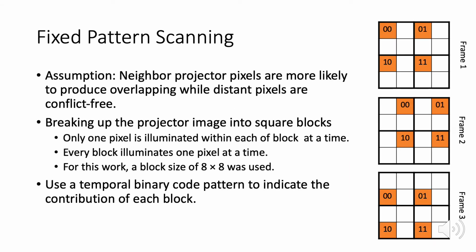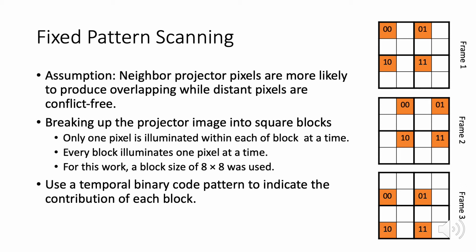Following this motivation, the authors first proposed a simple yet effective fixed pattern for scanning parallelization, with the assumption that distant projected pixels are conflict-free. The authors divide the projected image into small square blocks. At every scanning event, they light up only one pixel for each block. To separate out the measurements, the authors use a trick that every pixel to be lit will spell out the binary code of its block number to indicate which values are actually contributed by this pixel.